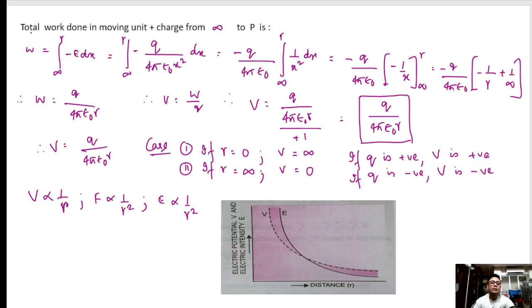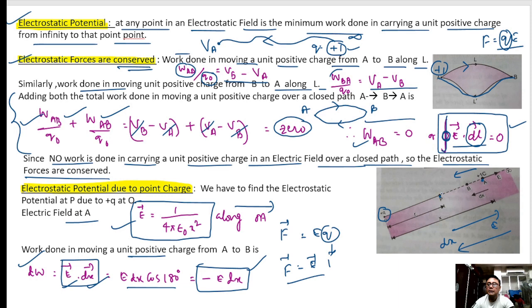So the total work done to carry the unit positive charge from infinity to P. So where is P? Here is P. So I want to find out, please watch here. This is the point P and I am coming from infinity. The work done to move from A to B, distance dx, is given by this.